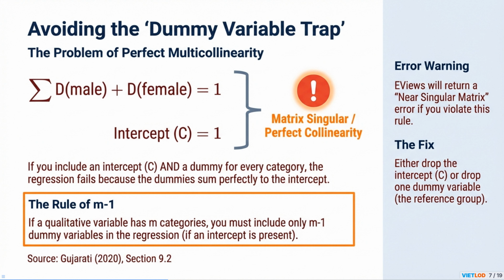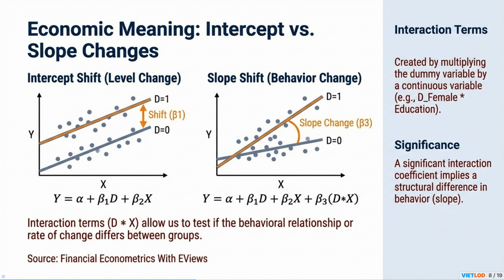If your qualitative variable has m categories, you must include only m-1 dummy variables in the model when an intercept is present. The category you leave out becomes the base or reference category. Alternatively, you can include dummies for all m categories, but then you must drop the intercept term from the regression. The first approach is far more common.